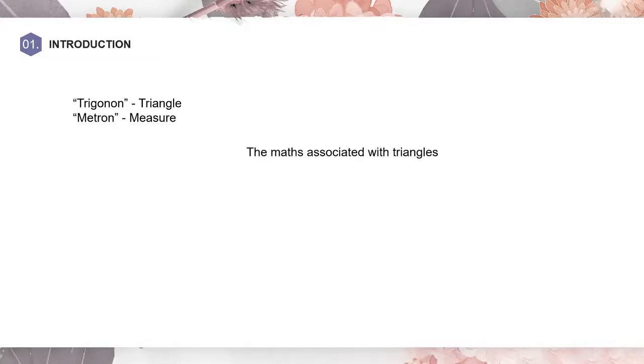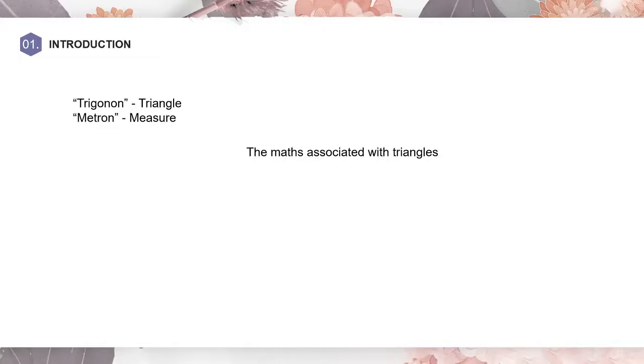So let's start with the definition of the word trigonometry. See, trigonon means triangle, metron means measure. So these are the words from which the word trigonometry comes, and therefore we can easily understand that trigonometry is the maths associated with triangles. Now, these are Greek words, okay?